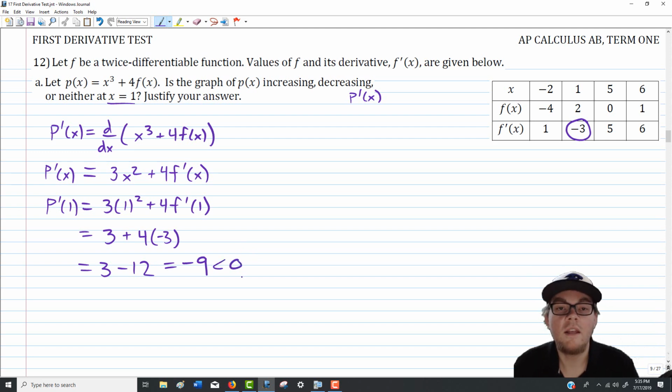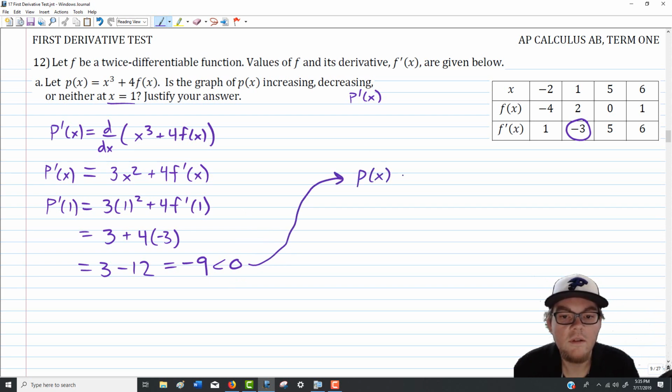Negative 9 is clearly negative. In fact, on the last AP exam, they didn't even force you to draw that comparison at any point. But I'm going to, because that's my expectation. So given that information, we can now say that p of x is decreasing. In fact, we could say strictly decreasing, by the way, but we'll just go with decreasing for the moment, is decreasing at x equals 1.